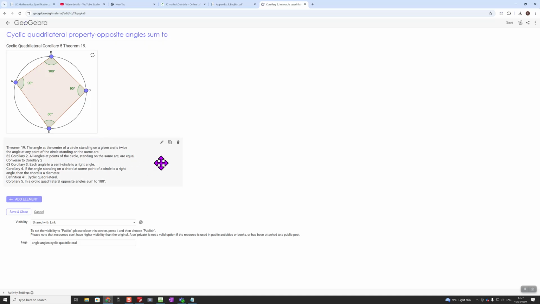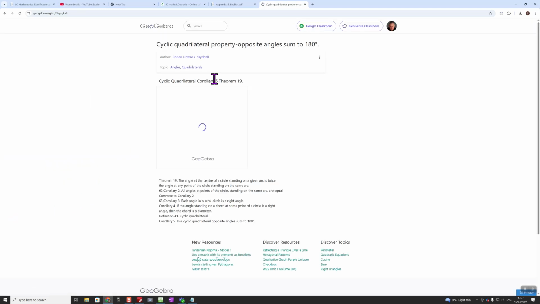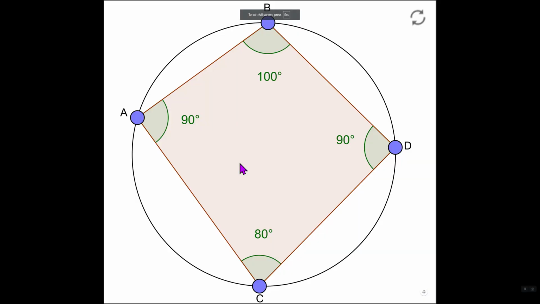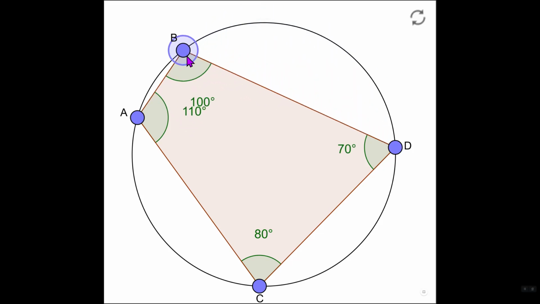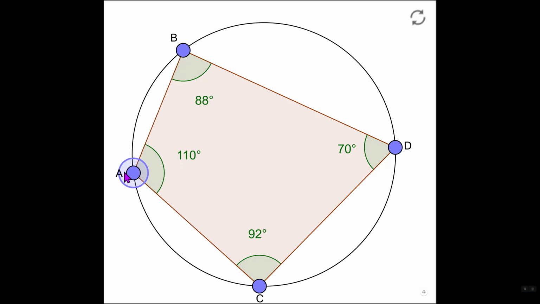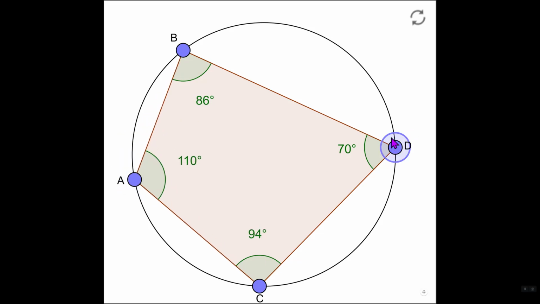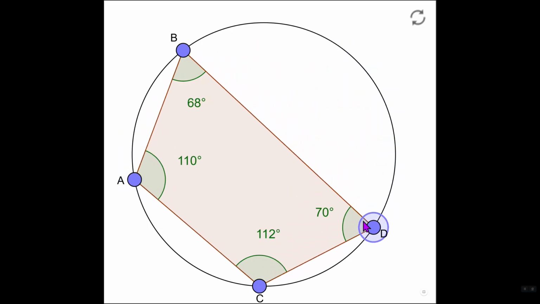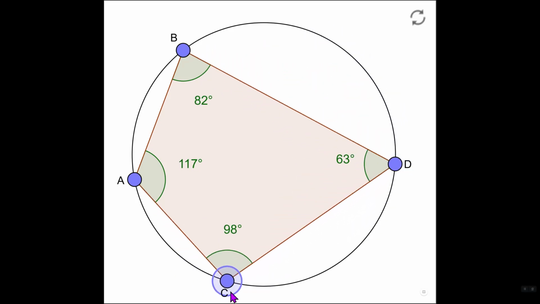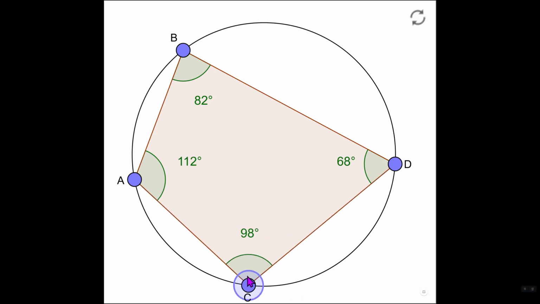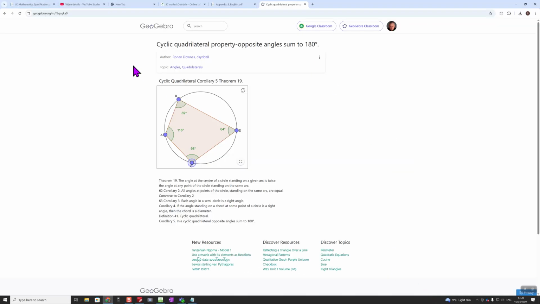So here I have our interactive to explore this, and we can see that this is a cyclic quadrilateral. Cyclic just means it forms a circle. So the 4 points here are locked onto the circle. They're variable, but they're not free. They're variable in that they can move as long as they stay on the circle. Okay, so I'll just reset that to its opening positions.